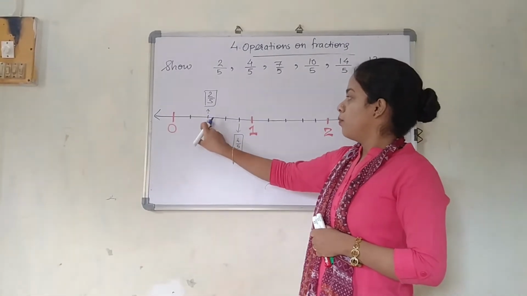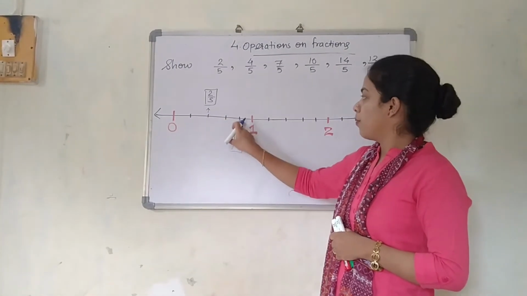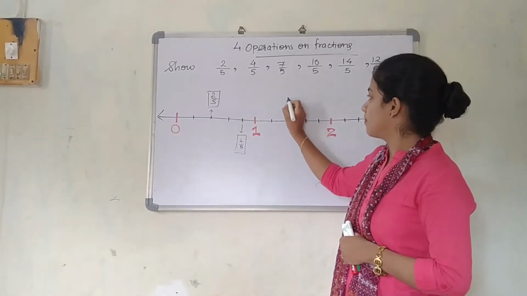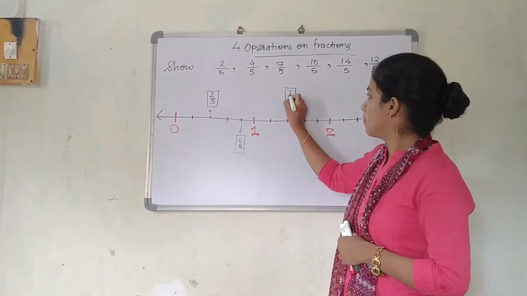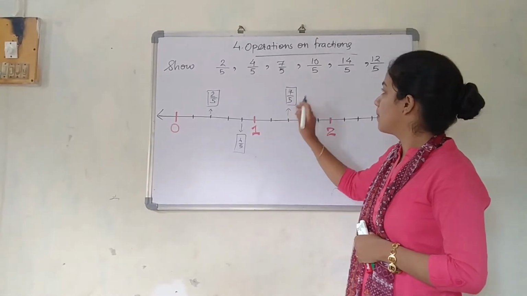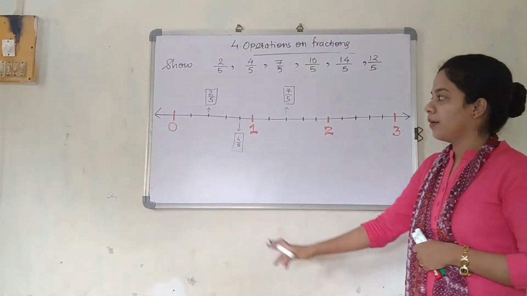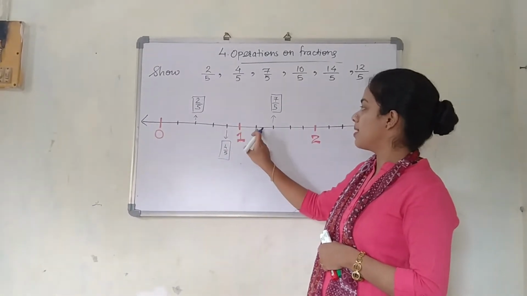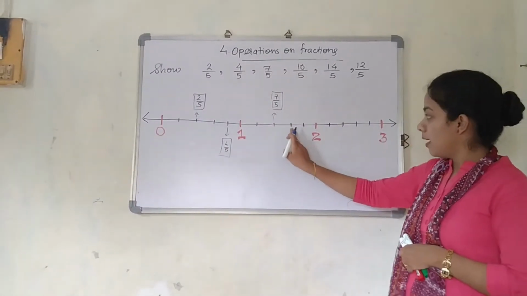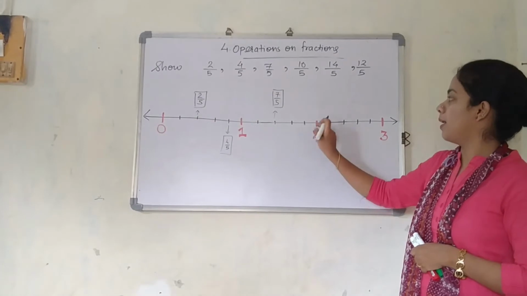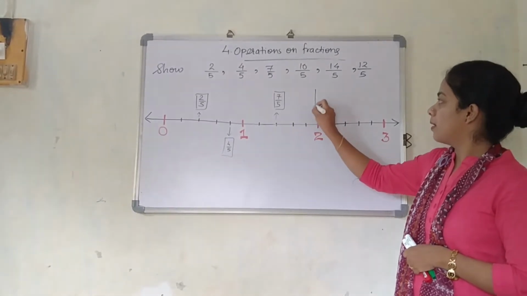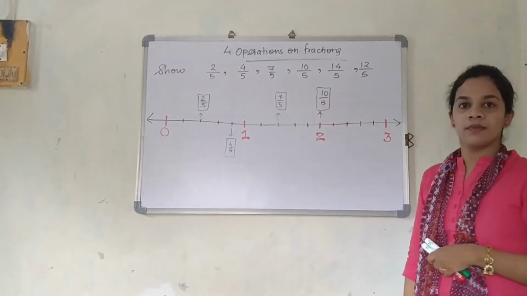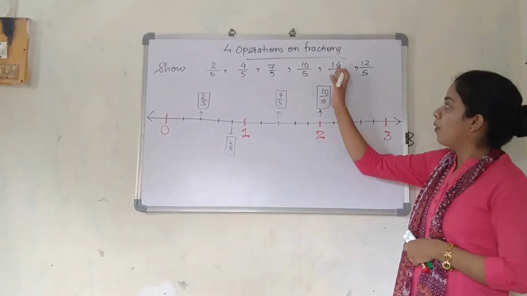4 upon 5. Okay. Now see 7 upon 5. 1 upon 5, 2 upon 5, 3 upon 5, 4 upon 5, 5 upon 5, 6 upon 5 and 7 upon 5. Then 10 upon 5: 1 upon 5, 2 upon 5, up to 10 upon 5. 10 upon 5 is also 2, that's why it is given 2 over here. You can clearly see. 14 upon 5.